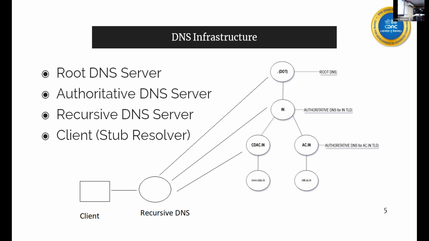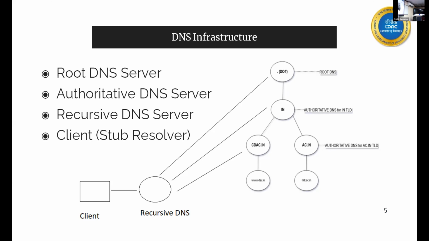For example, A root server. So 13 means what? A to M, right? A root server, B and C till M. For each root server, we have multiple replicas across the world. So in India also we have around 8 to 10 replicas. So the recursive DNS server will send a query to the root DNS server.